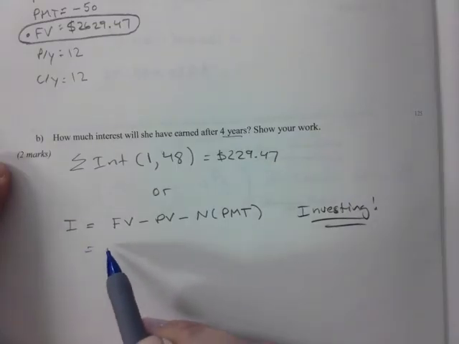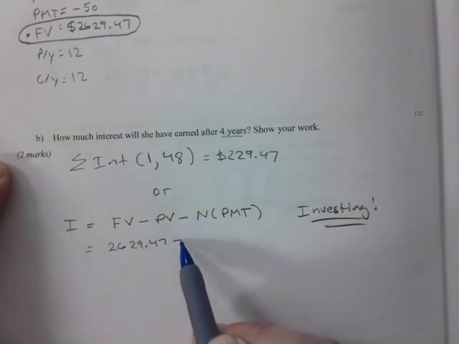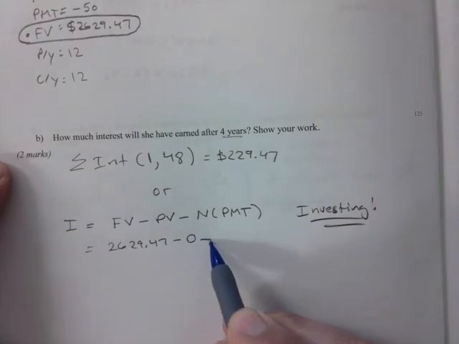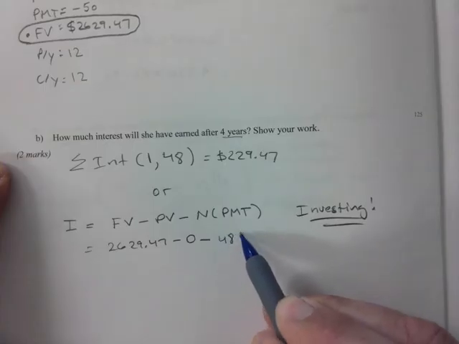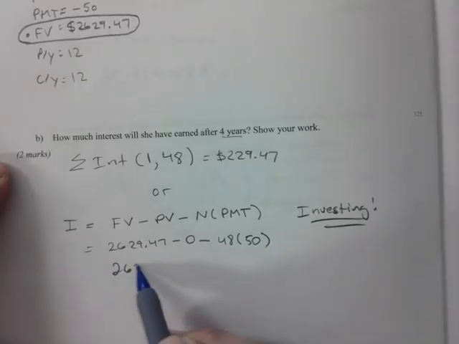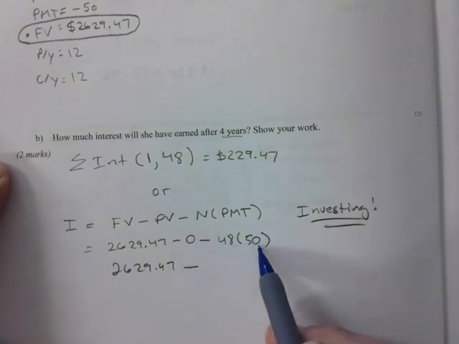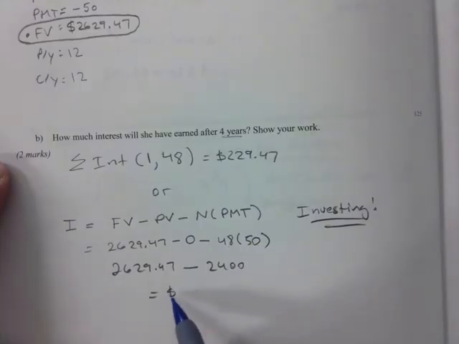We go future value, which is 2629.47, minus the present value in our TVM solver is 0. So you just put 0 there. And then we have 48 payments of $50. So that's 2629.47 minus 48 times 50 ends up being $2,400. You get the exact same answer.